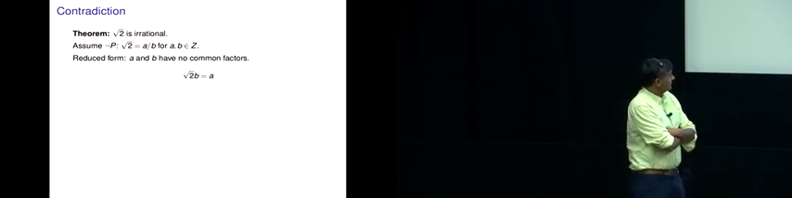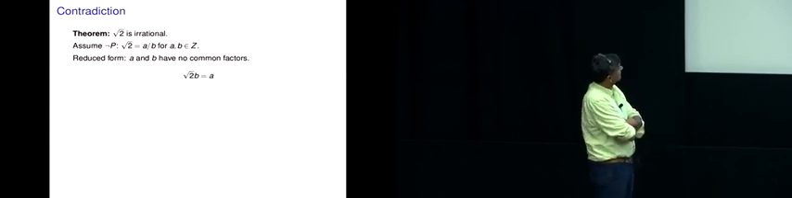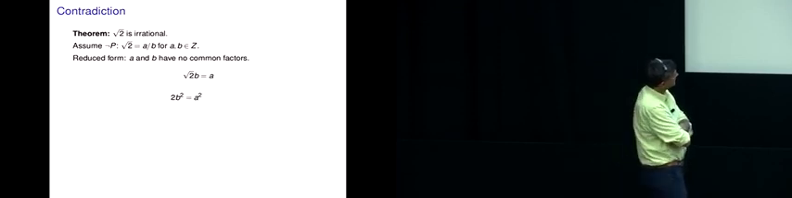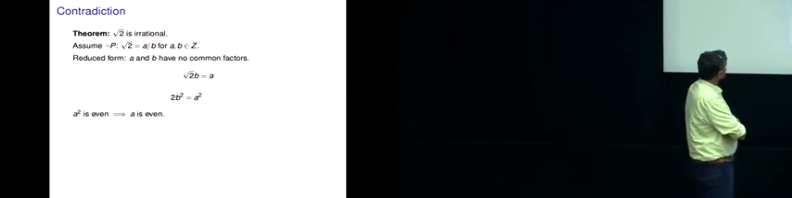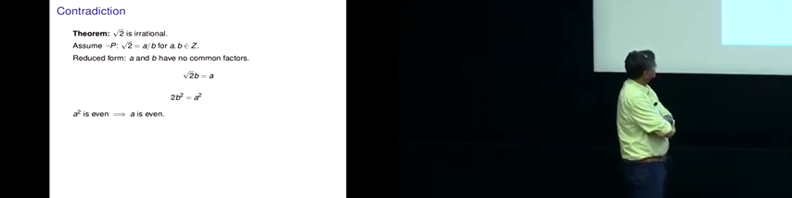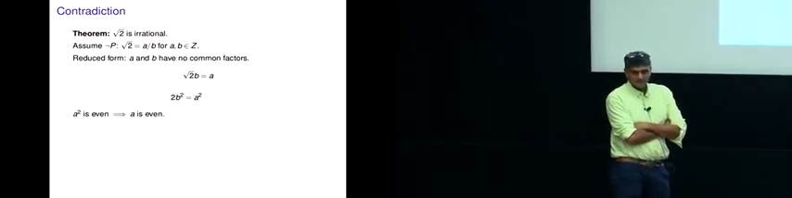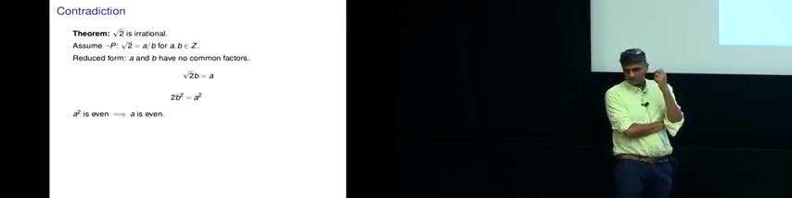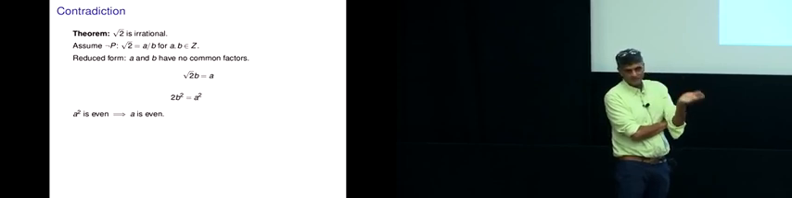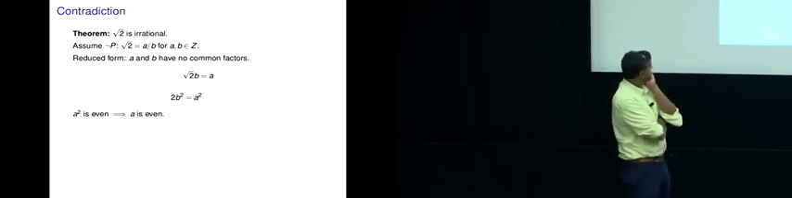So we have root 2 b equals a, we get rid of the fractions, then we square both sides, we get 2b squared equals a squared. We know a squared is even. So what do we know about a? It's even. We just proved it, right? We proved that if n squared is even, then n is even, and so on.